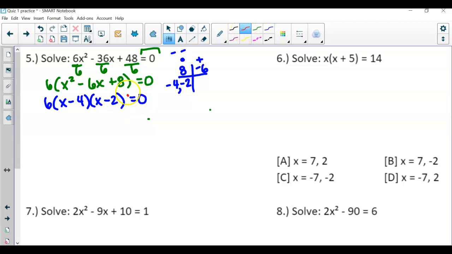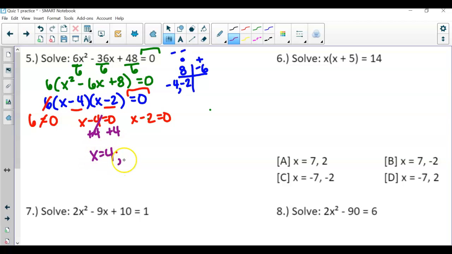So remember, now we're solving, right? So is 6 equal to 0? No. So 6 is not an answer because 6 just cancels out. It'll never equal 0. But we do have x minus 4 is equal to 0 and x minus 2 is equal to 0. When solving for x, we would add 4, right, to both sides, and x is equal to positive 4. We would add 2 to both sides, right? So x is equal to positive 2 as well.